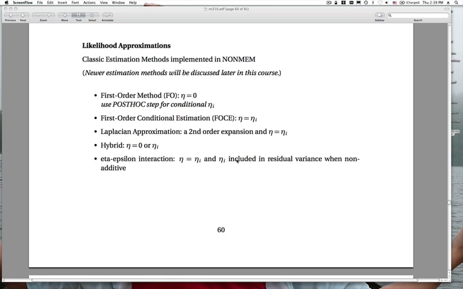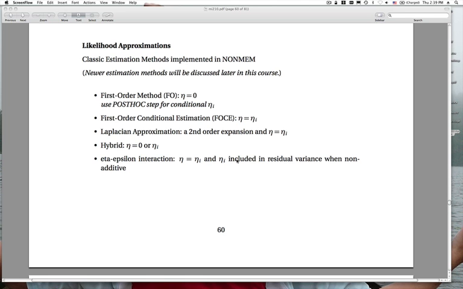There are other approximations. One is the Laplacian approximation. This is a second order expansion known as the Laplacian expansion, which is also evaluated at the conditional estimates of the individual etas. There are methods known as hybrid methods which allow you to specify some of the random effects in the model under the FO assumption and others under conditional estimation methods. And there's really no theoretical advantage for this. It just provides you a computational advantage rather than going with a full conditional estimation method.